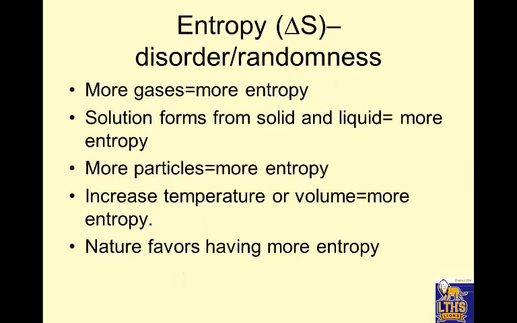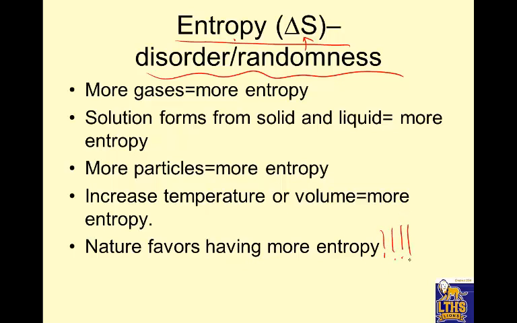So what two factors will help us determine spontaneity? One of those is called entropy. Delta S is the symbol for it, and what it means is disorder or randomness. So what has more disorder? If you have more gas, you have more entropy. If you have a solution from a solid and liquid, you have more entropy. If you have more particles, you have more entropy. If you increase the temperature or the volume of something, you increase the entropy. Nature favors having more entropy.